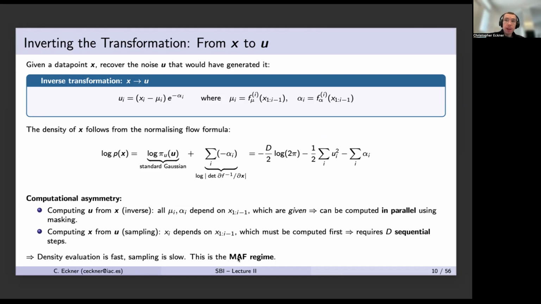Why is it an MAF? Well, because it's based on affine transformations. So it is intrinsically a linear transformation that you use, but the idea is if you have many of these affine transformations, you can eventually reach something that is nonlinear if you have many of those layers and transformations composed with each other.